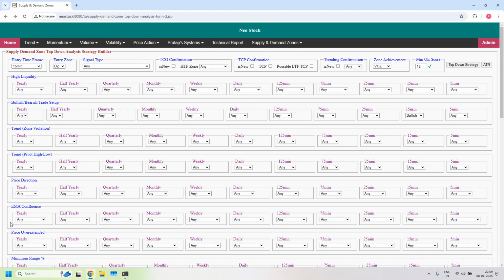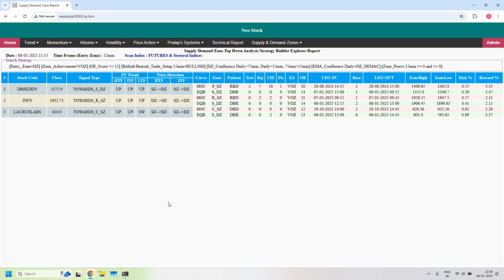Let us verify. In the EMA confluence at the daily time frame, because the 15 minute zone together with the 75 minute zone is part of the daily zone, that's why we are setting daily demand zone having daily EMA confluence. We got all the three stocks. That means all the three stocks are more high probability trade setup supported stocks. Moreover, all the three stocks are also high liquidity 15 minute demand zones. Okay, this is about the bullish trade setup.